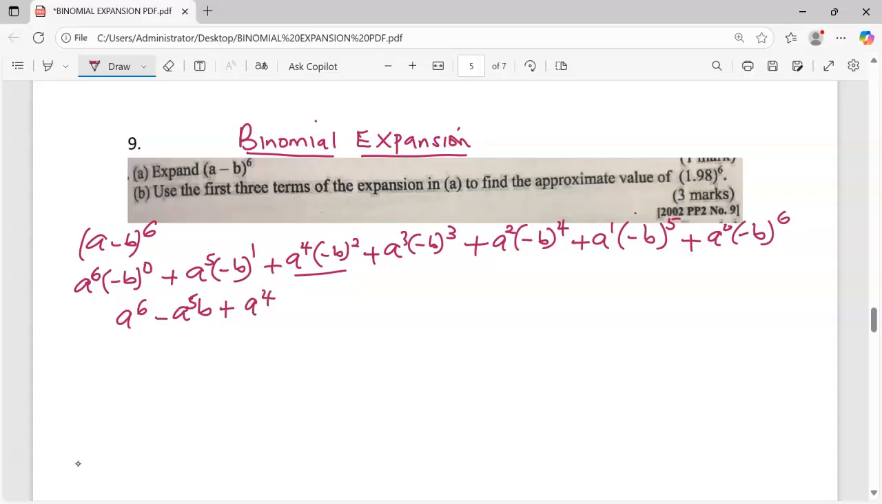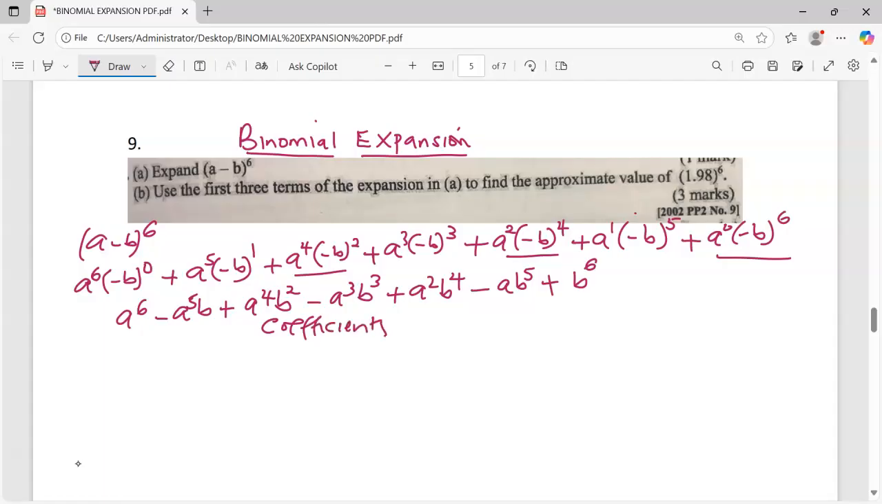You get a power 4 b squared. Minus, because 3 is odd, we are going to have a cubed, then b power 3. Next we add, because the power is even, we are going to have a squared, then b power 4. Next we get a minus a, then b power 5, and lastly a power 0 is 1, therefore we are going to have b raised to the power of 6. Next we now insert the coefficients.